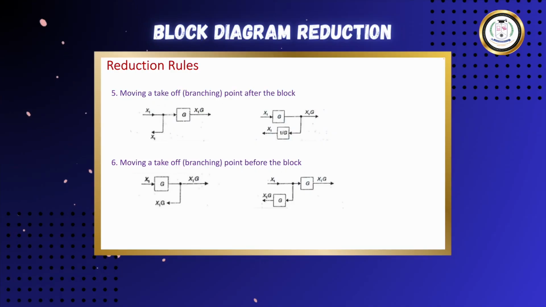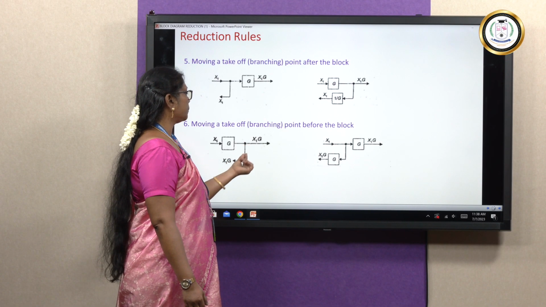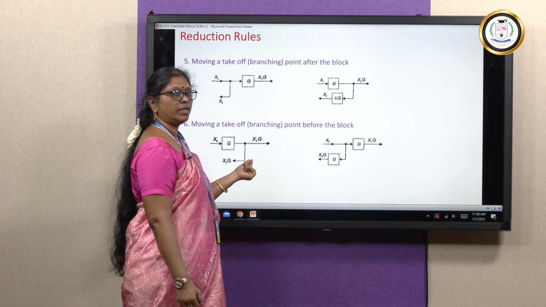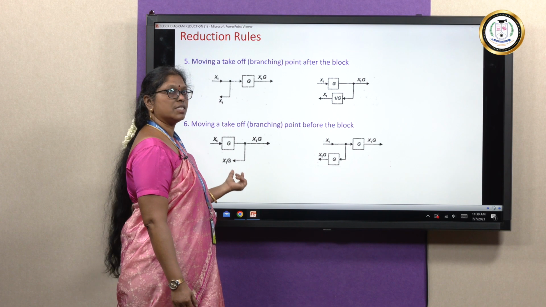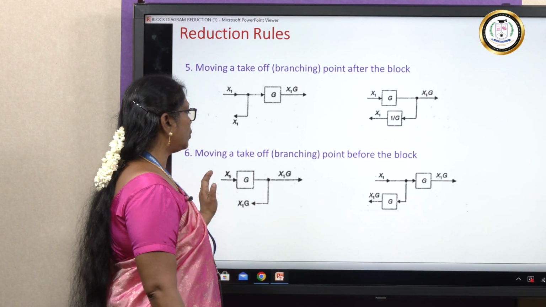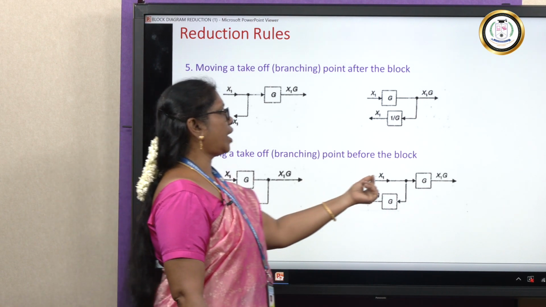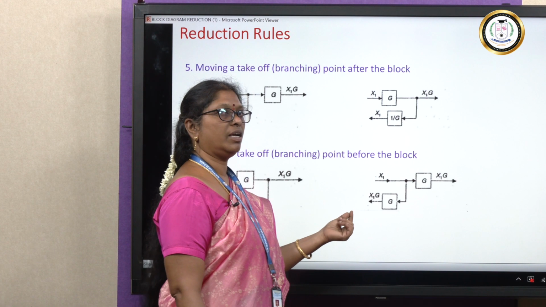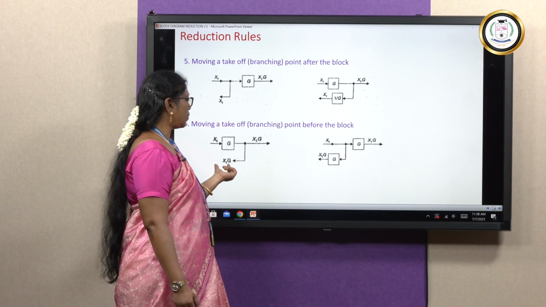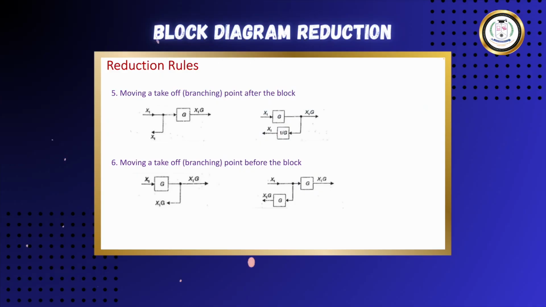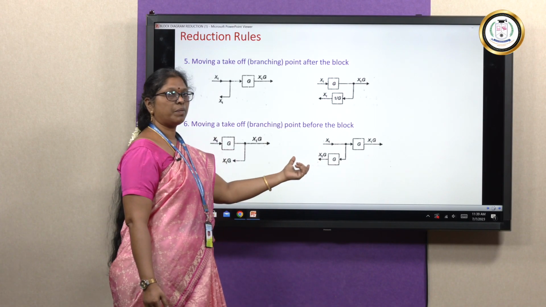Next is moving a takeoff point before the block. So you have a takeoff point here. So x1g, from here if you are taking a branching point, that signal is going to be x1g, right? When we are going to move this before the block, then for that takeoff point it is going to be x1 only, but the signal from here is x1g. So you have to multiply that with g. So from here if you are taking, that output is going to be x1g. So you need to multiply by g.